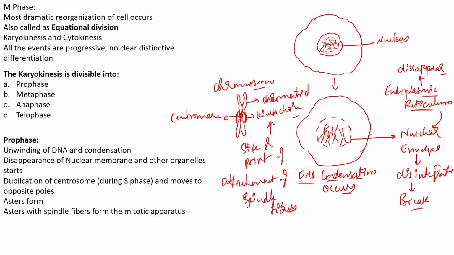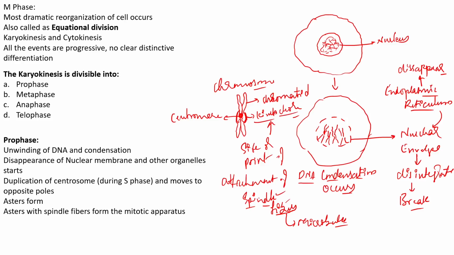The spindle fibers are mainly made up of microtubules. If you recall, microtubules are part of the cell cytoskeletal elements. The cytoskeleton comprises the microtubules, microfilaments, and also the intermediate filaments. Here the microtubules form an elongated thread-like structure called the spindle fibers, which ultimately attach to the kinetochore.